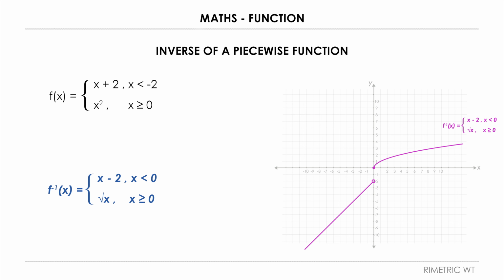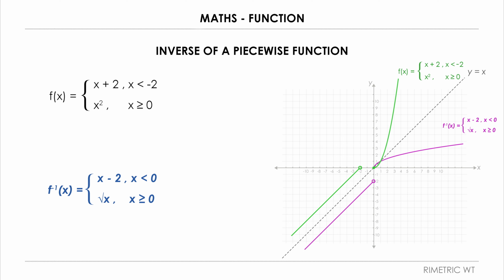We can also use the vertical line test to check whether our inverse is indeed a function. As we can see, any vertical line intersects the graph at most once. Therefore, the inverse is indeed a function. Notice that the graph of the inverse function is actually the reflection of the original function across the line y equals x. We can also determine the domain and range of both the original function and its inverse.